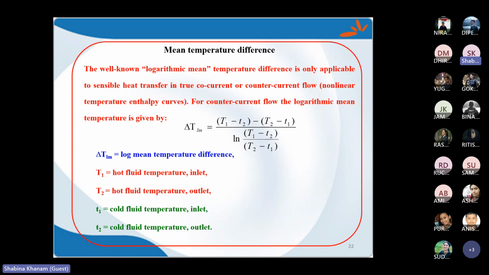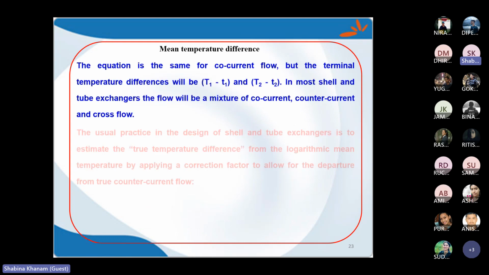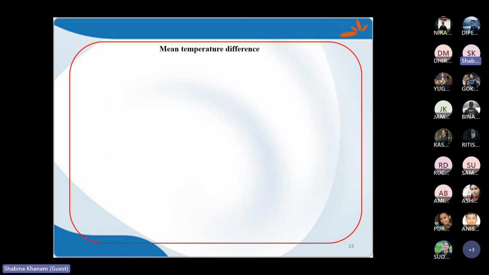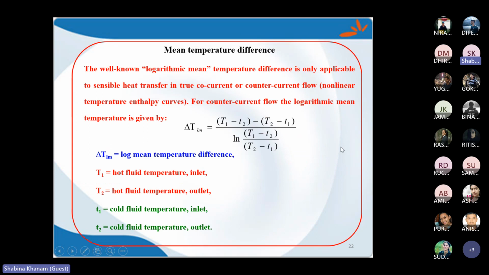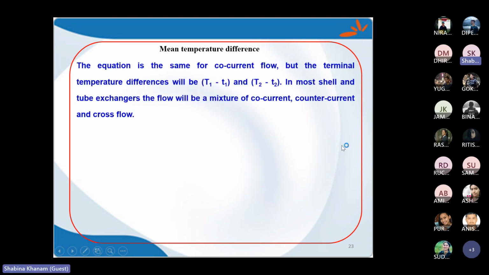You can also derive the LMTD for co-current. In that case, the terminal differences will be capital T1 minus small t1 and capital T2 minus small t2. As you can see, this is different here. The counter current LMTD you can calculate, there is no issue.